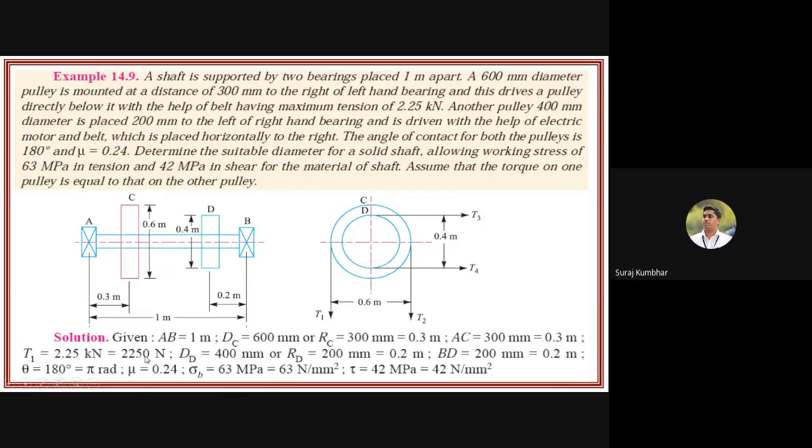Where T1, already I have told you, they have given you 2.25 kilonewton, which is 2250 newton. Then DD is the diameter of D pulley, which is 400 mm. So the radius of D pulley is 200 mm, which is 0.2 meter. Now BD, the B to D distance, is 0.2 meter, that is 200 mm. Then theta is 180 degrees.